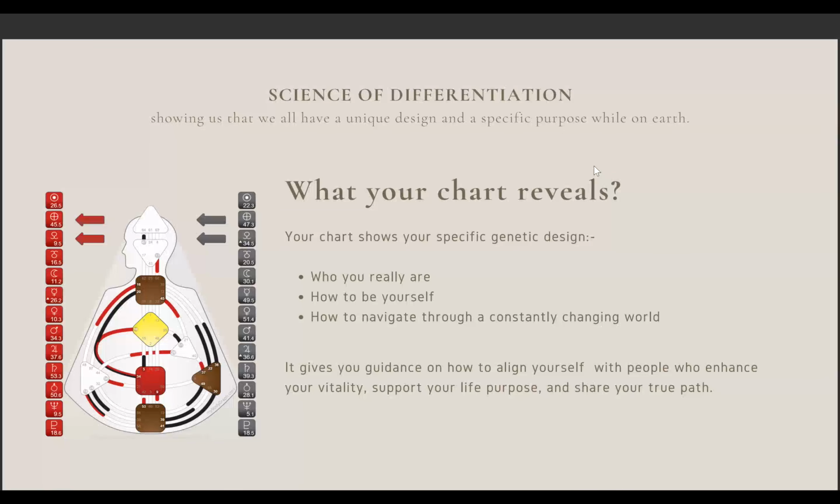On the left-hand side, you'll see a diagram called a body graph, and it's full of colors. Right now, we're not going to worry about the colors. We go into that in more depth in a one-to-one session with me, or at any of my workshops and training courses. But right now, all you need to know is that your chart is going to reveal who you really are, how to be yourself, and how to navigate a constantly changing world. It gives you guidance on how to align yourself with people who will enhance your vitality, support your life purpose, and share your true path.